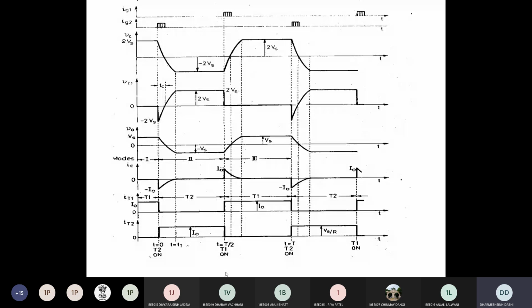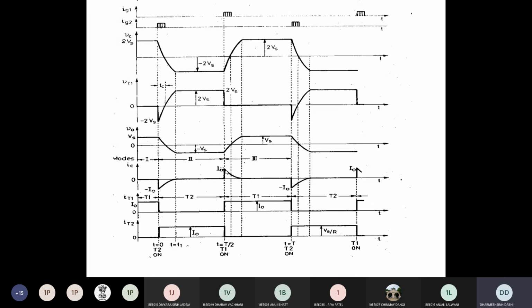At t equal to t by 2 instant, when you fire T1, you can see here that at this instant, when T1 is on, your capacitor discharges first from minus 2 Vs to 0. At that time the voltage across T1 is 0 because it is in on condition, as you know that in on condition there is 0 voltage across T1. Now the voltage across the load is increasing because T1 is conducting.